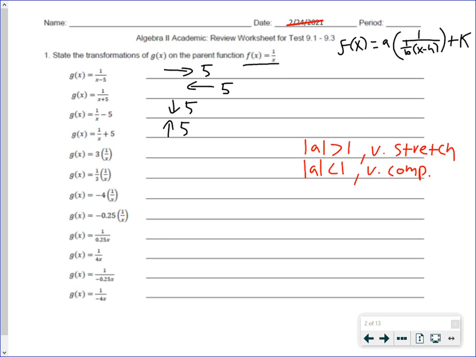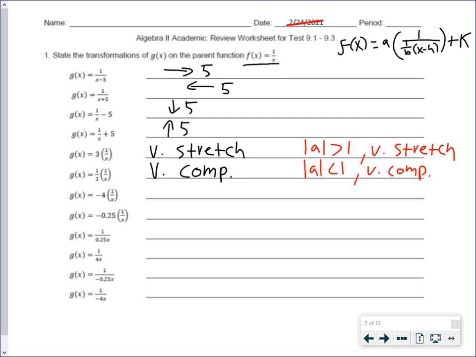All right, and we can see on the first one that I haven't answered yet, g of x equals 3 times 1 over x. The absolute value of that 3 is still a positive 3. That's greater than 1, so we have a vertical stretch. In the next line, we have g of x equals 1 over 3 times 1 over x. Our a term here is 1 over 3, and the absolute value of 1 over 3 is less than 1. So that means we have a vertical compression.